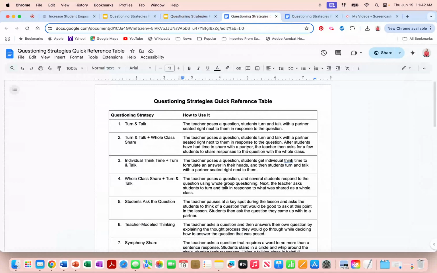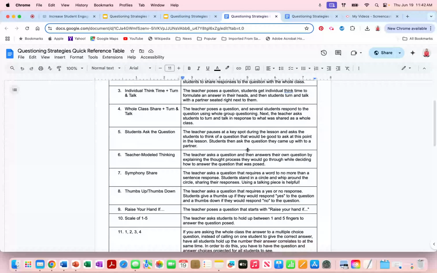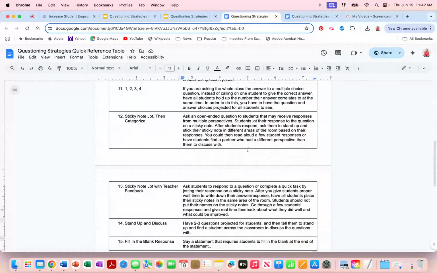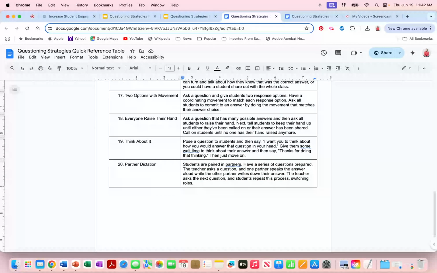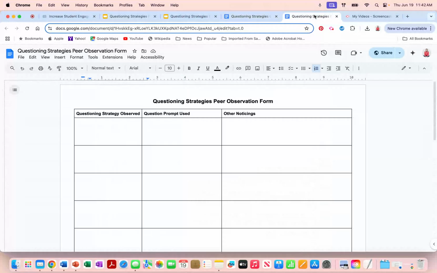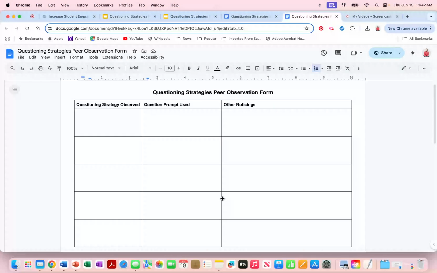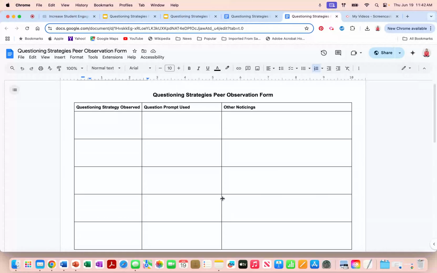The questioning strategies quick reference table just simply takes the questioning strategies that I just went over and gives a quick explanation of each. And then the questioning strategies peer observation form, if this would be something that you did take to a teaching team or school-wide, is just a great tool if you are able to do some peer observation where you can focus in on the questioning strategies that a teacher is asking throughout a class period.